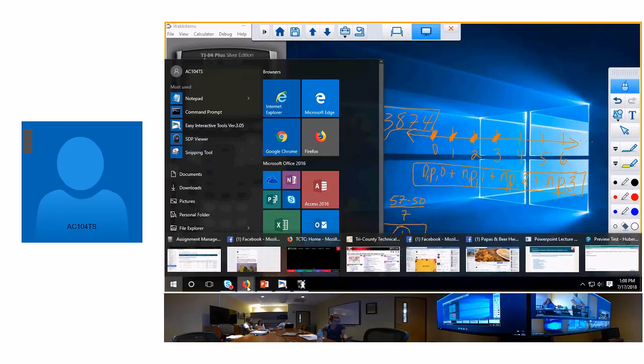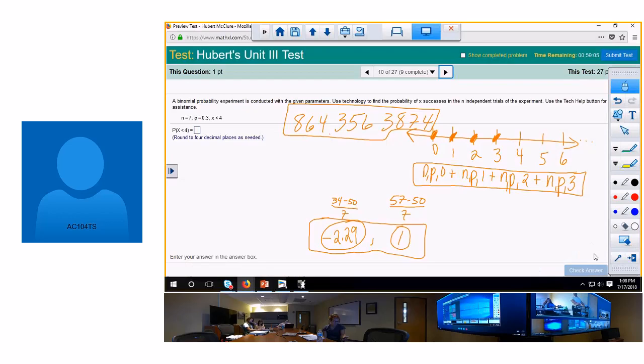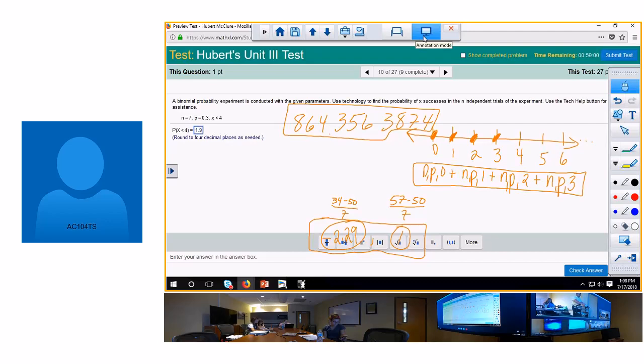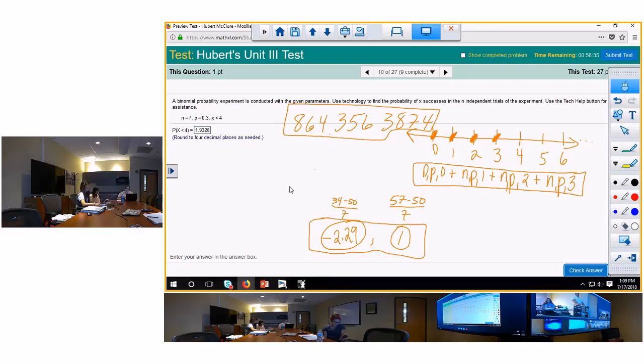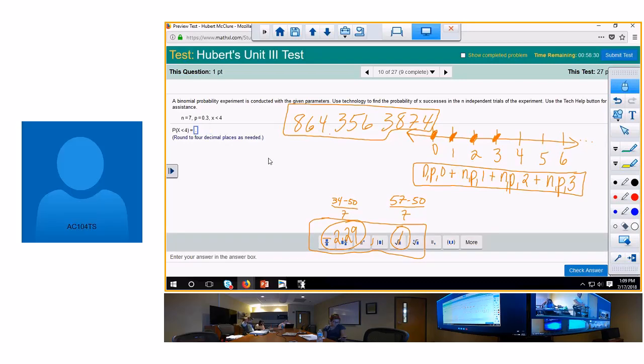1.9328. I'm trying to find the question. Hold on. 1.9328. Is that what it was? Yeah, I didn't think that was correct because you can't be over 1. A binomial probability experiment is conducted with the given parameters. Use technology to find the probability of X successes in the independent trials. Use the tech help button. What'd you get? I got 0.87. That's better. Point what? 0.8740.